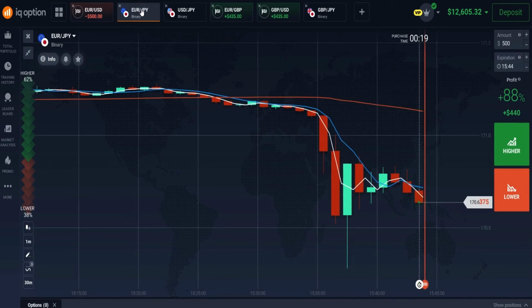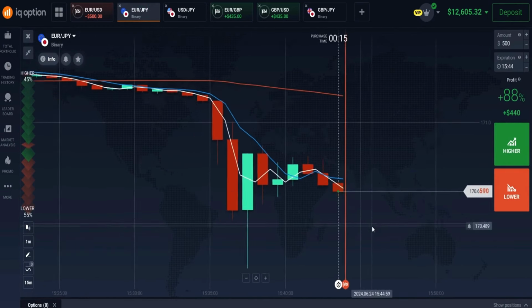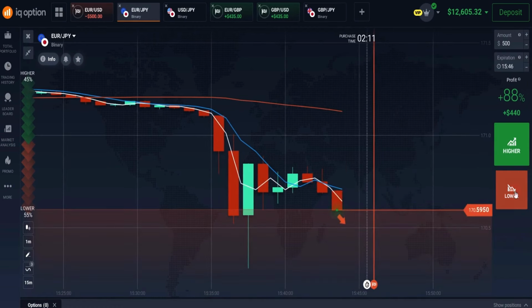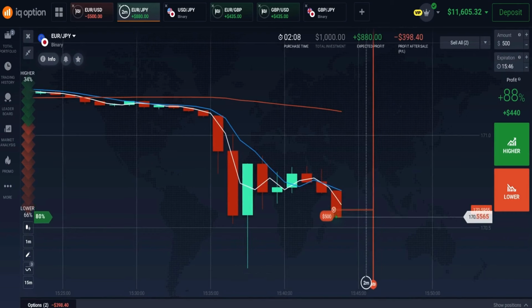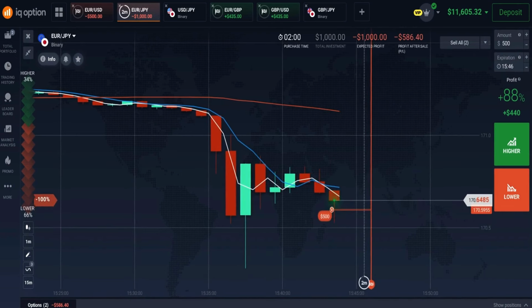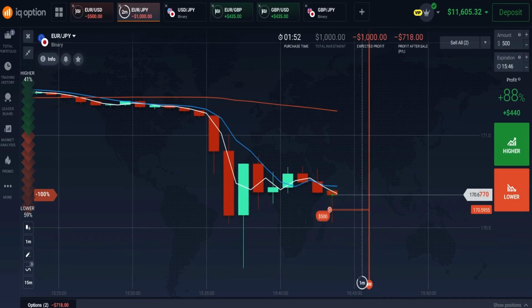Now let's look at a scenario where all the conditions for a sell trade are met. But there's one critical factor we need to consider. A major news event has just taken place. Here's the setup. The price is below the red SMA, which means the trend is bearish. The white SMA has crossed below the blue SMA, signaling a sell opportunity.